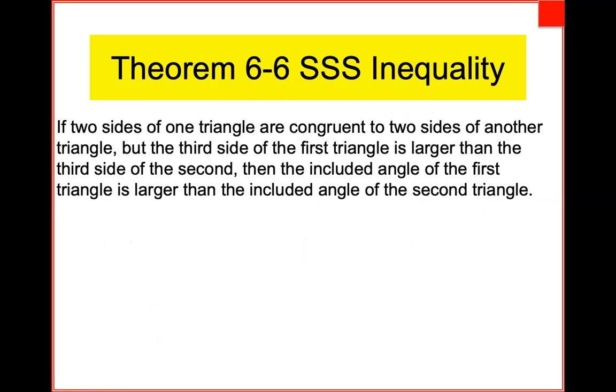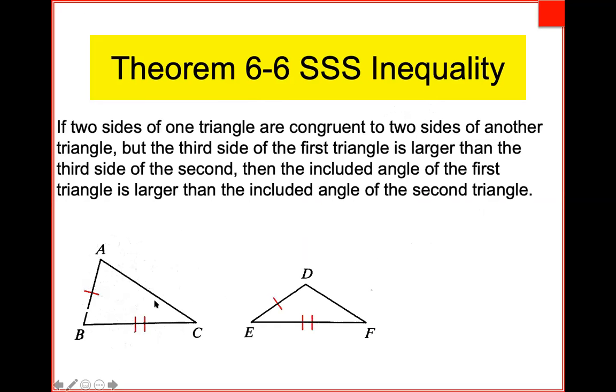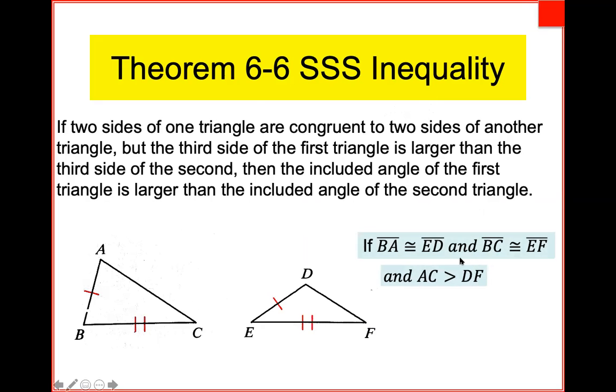The SSS Inequality Theorem says this: if you have two triangles where two sides are congruent to two sides, and you can say something about the third side, AC is bigger than DF, then you're allowed to say that angle B must be bigger than angle E, because we're told that AC is greater than DF.